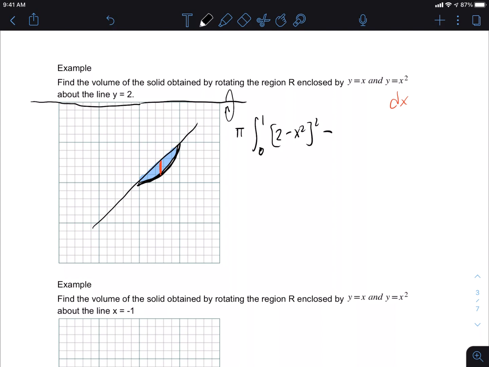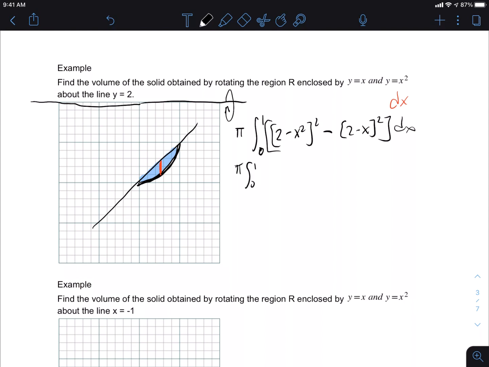Minus, what's the inner radius? 2 minus x. Perfect. 2 minus x squared, and then this whole thing, dx. Are we okay with that? Is anyone not okay with that? Crickets? Okay. So then we can do this integral.